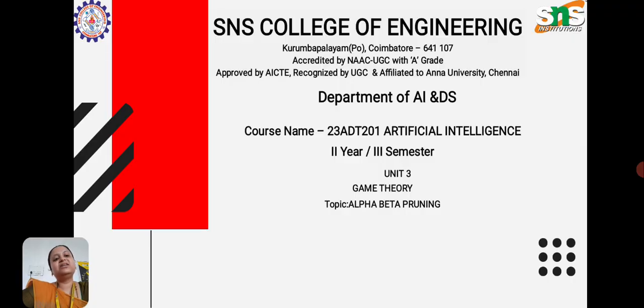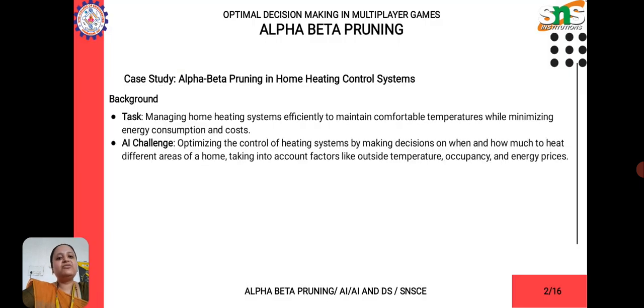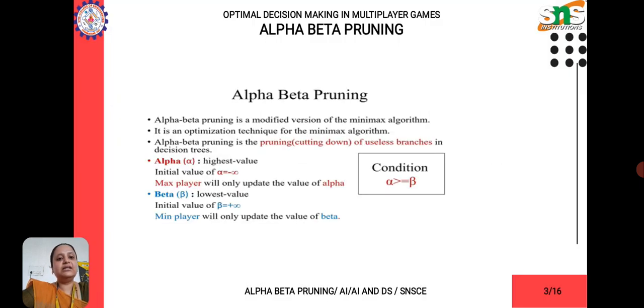Alpha-beta pruning is one of the concepts related to optimal decision in games. In this alpha-beta pruning, we will be taking the different conditions involved. One is alpha, next is beta, and the next condition is that alpha should always be greater than or equal to beta. Pruning is the word for cutting off, or shutting down: you will not be using the useless branches or decisions involved in it.